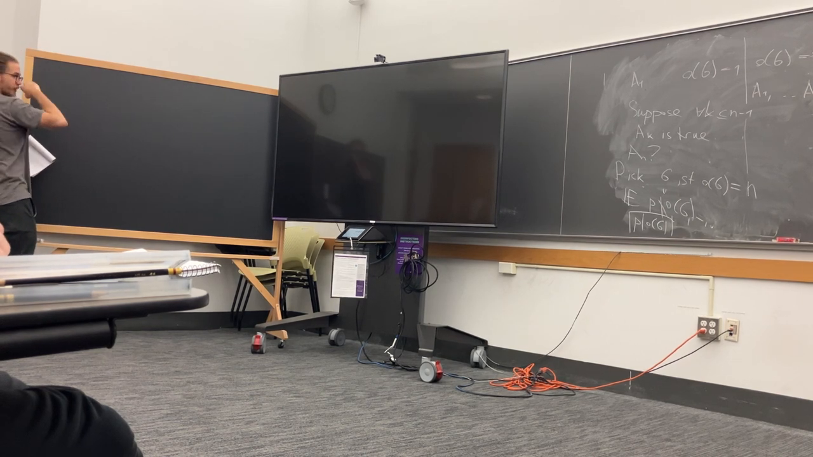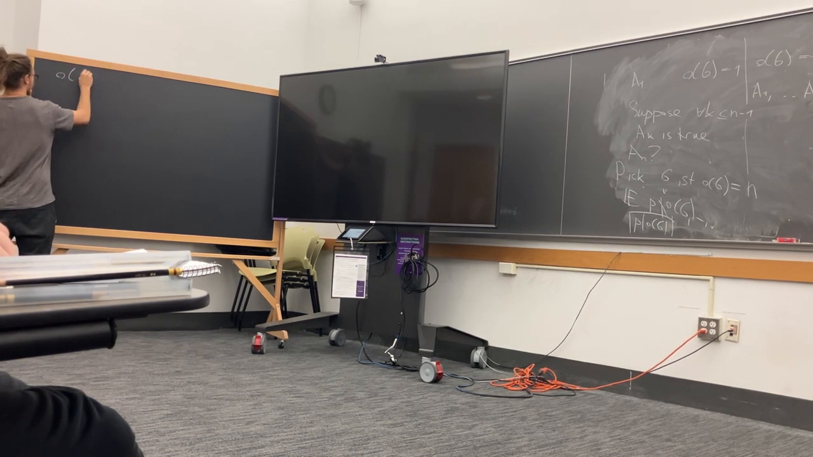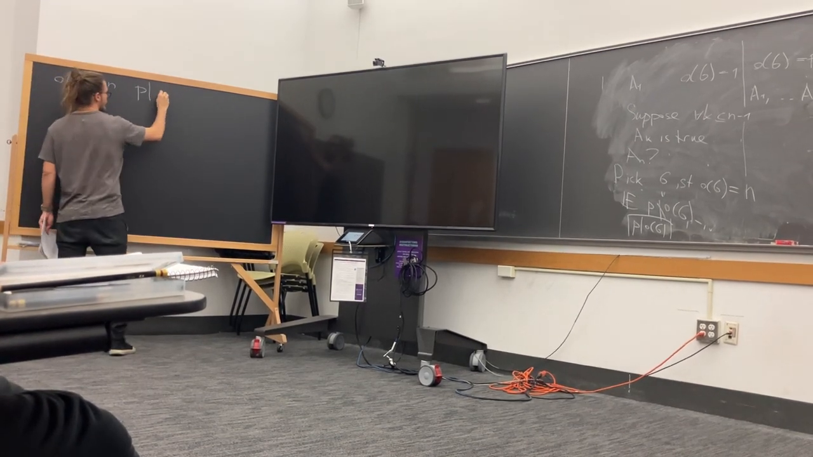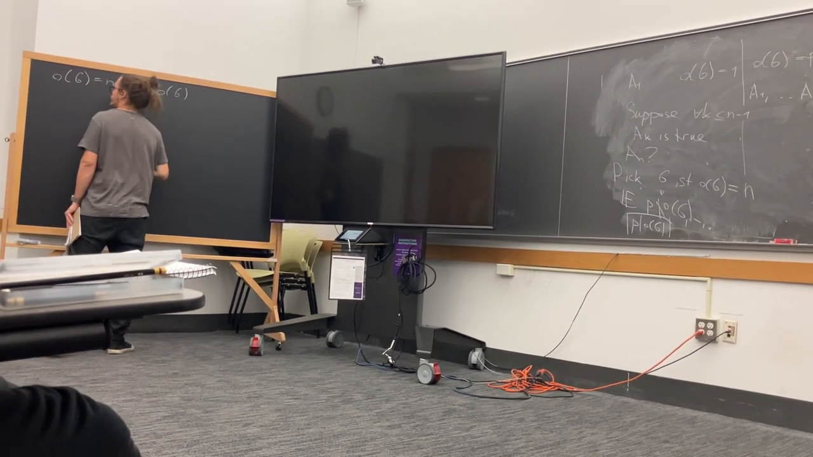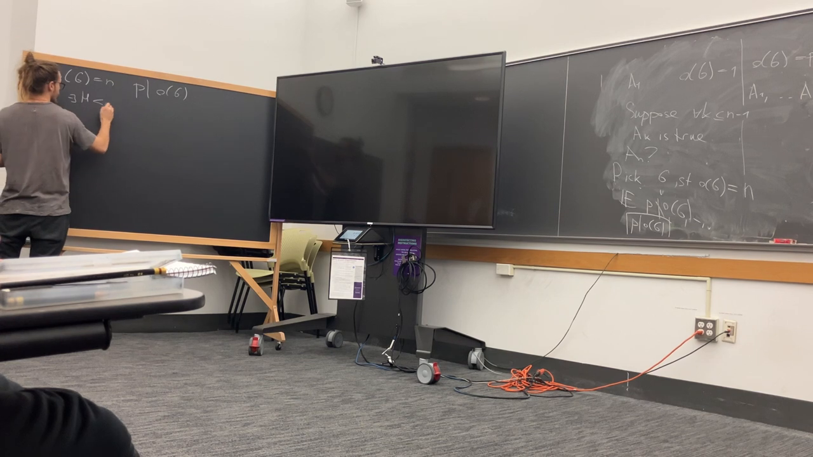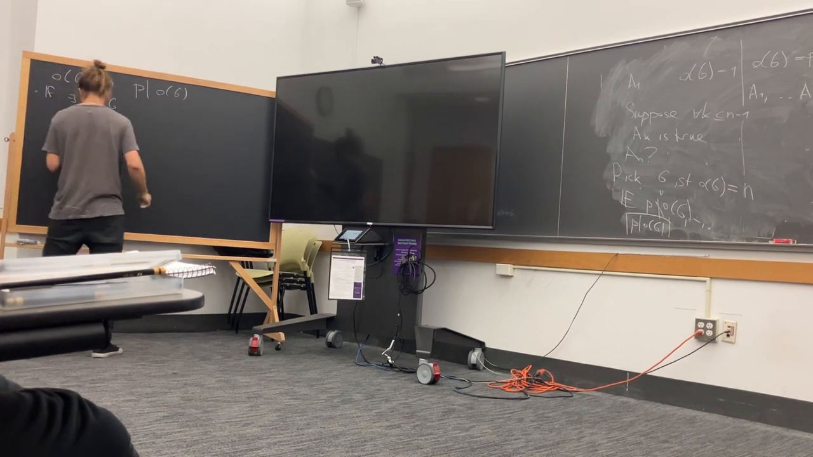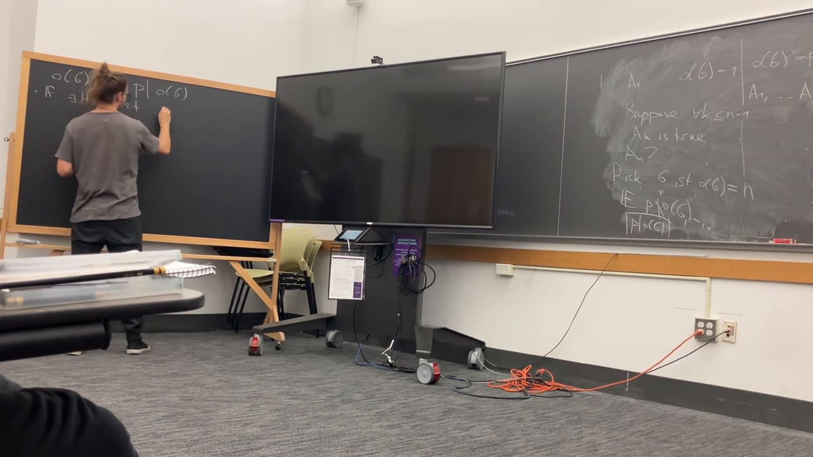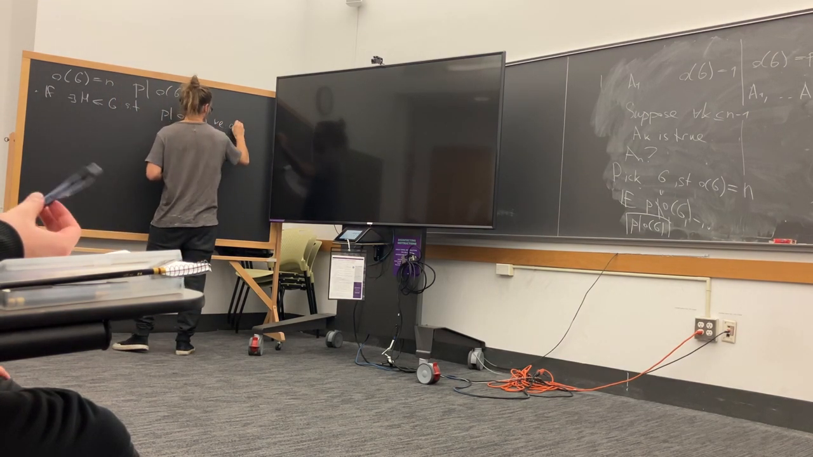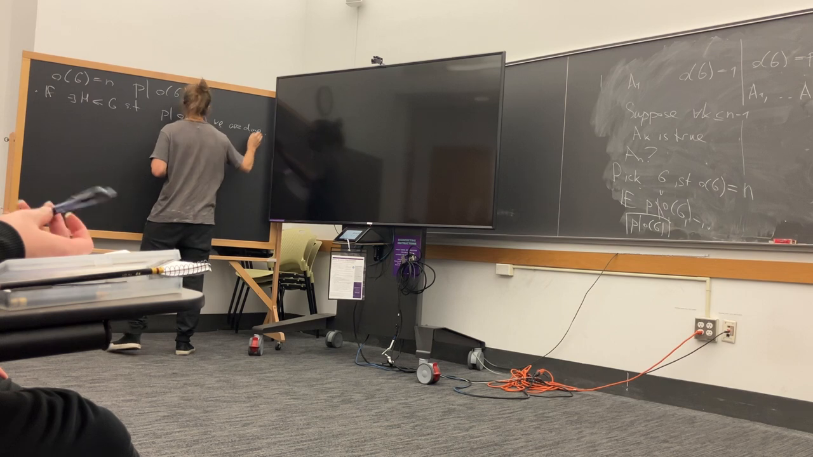So which case are we in? We are in the case where the order of G equals n. We are in this case: P divides the order of G. So claim: if there exists a subgroup H in G such that P divides the order of H, we are done. Why?